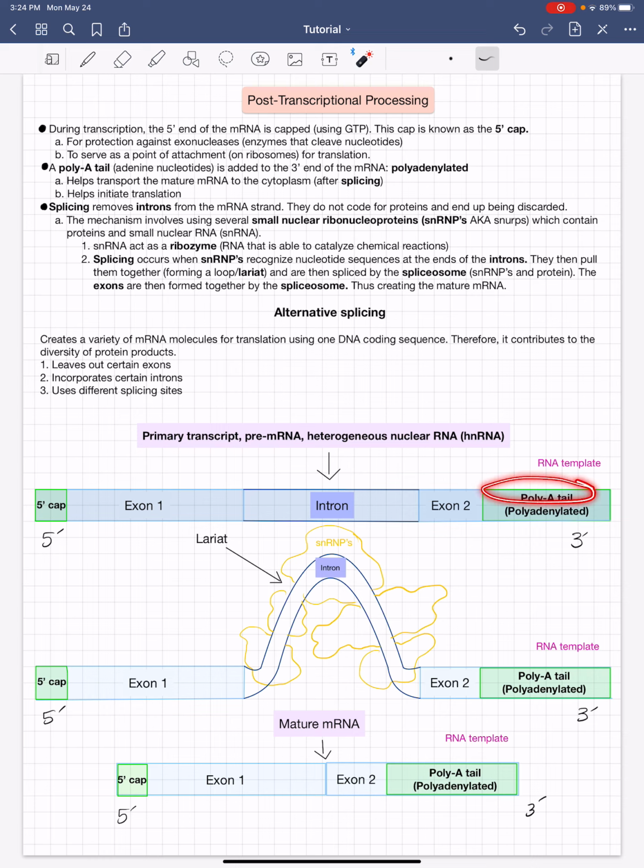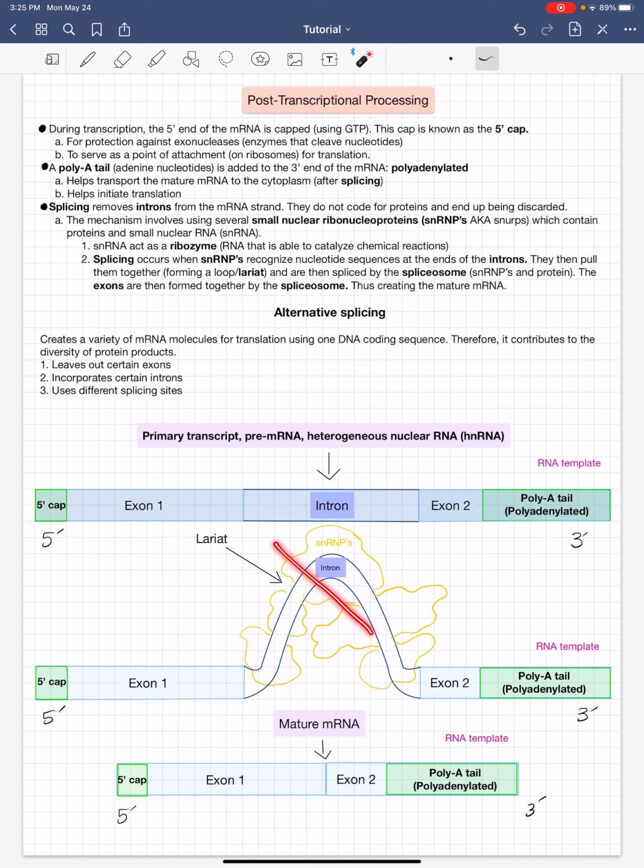A poly A tail, which consists of adenine nucleotides, is added to the 3' end of the mRNA. This is also referred to as being polyadenylated. It helps transport the mature mRNA to the cytoplasm after splicing and helps initiate translation.